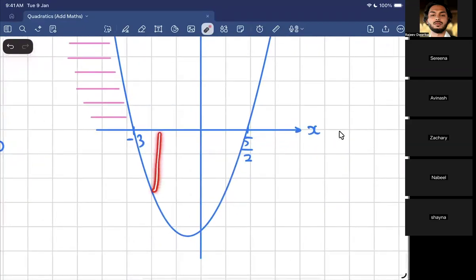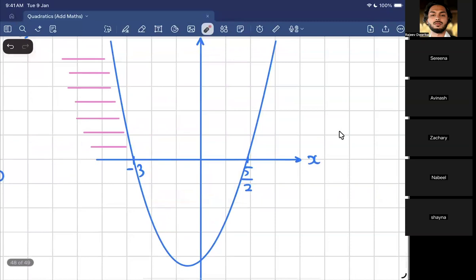So do you think I could shade inside here? No, sir. Because any value in between minus 3 and 5 over 2 is going to give us a negative value, so I can't do that. Let's say we take a value that is more than 5 over 2. Is that giving us a positive value? Yes, sir. Right. So we're going to shade there.